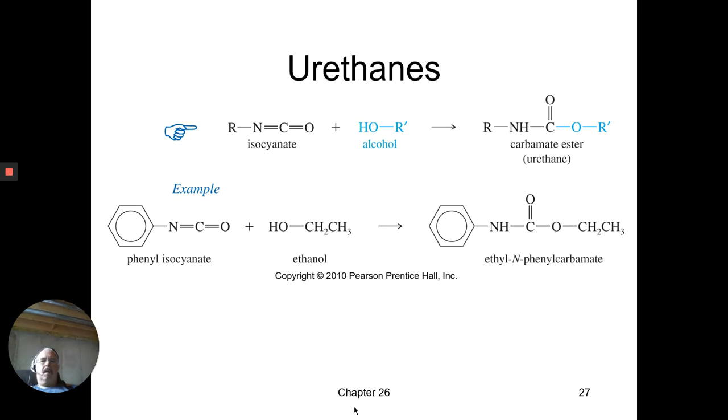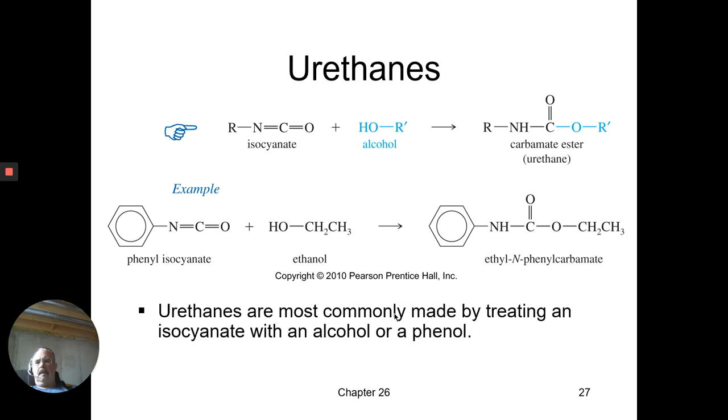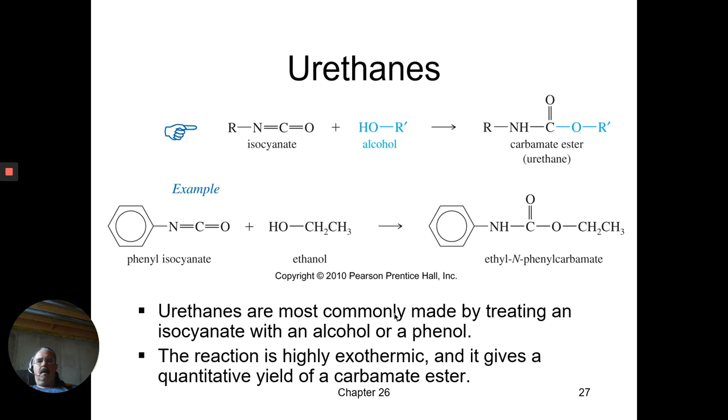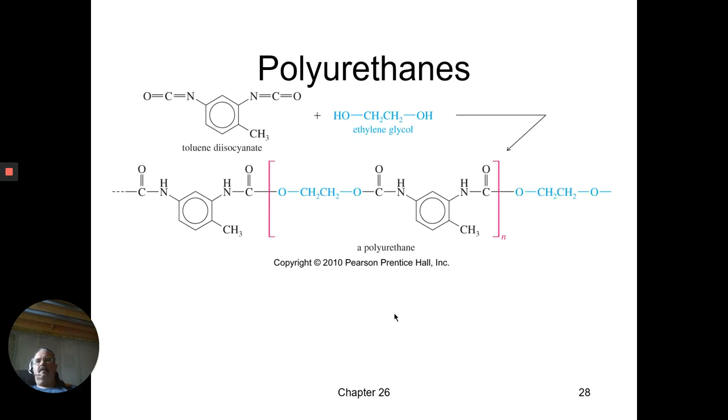Urethanes. These are polycarbamates. A carbamate has an ester on one side and an amide on the other. They're commonly made by treating an isocyanate with an alcohol or a phenol. Because the reaction is highly exothermic, it gives a quantitative yield of carbamate ester. Here's an example of a polyurethane.